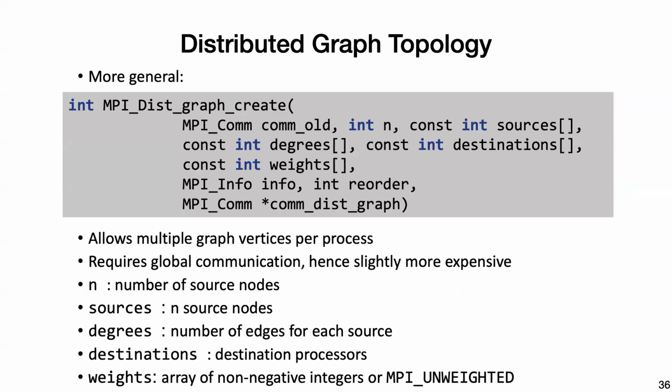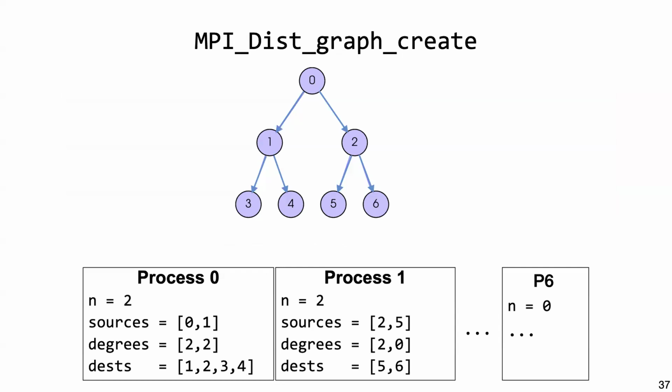And then the most general way to do it is, rather than one node per process, you can make multiple nodes per process. And then it's similar. Then n is just the number of source nodes. So here, if we wanted to use 2 nodes per process, then n would be equal to 2. And the sources are 0 and 1, representing nodes 0 and 1. Then it gives you the degrees, 2 and 2, and the dests are kind of like in CSR based on the degrees.